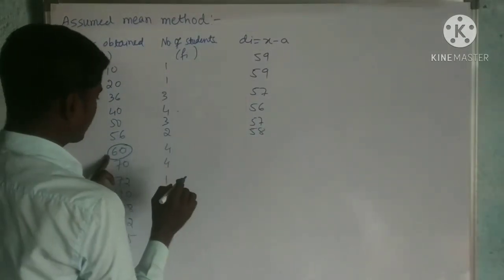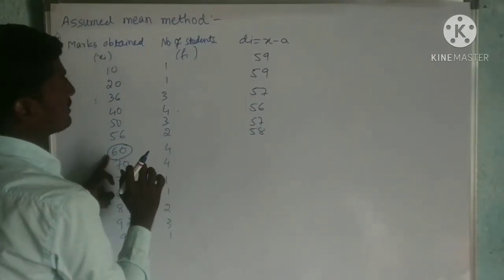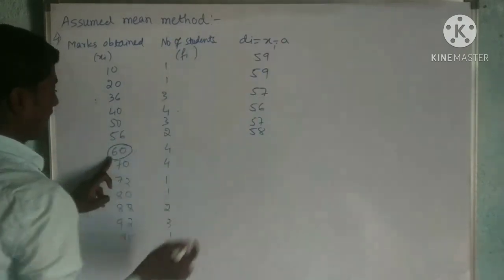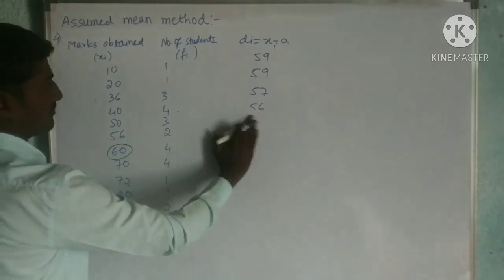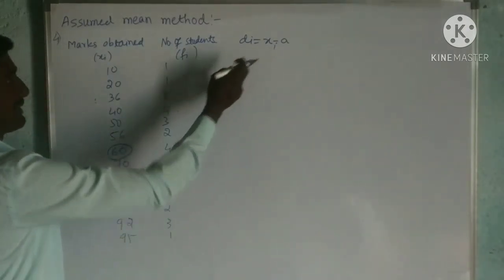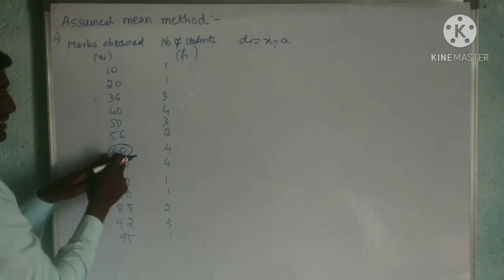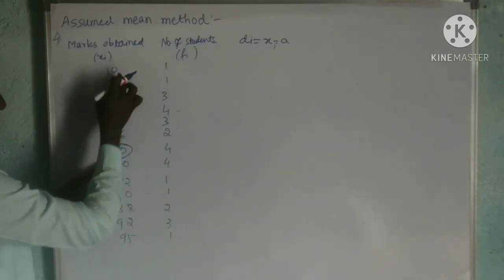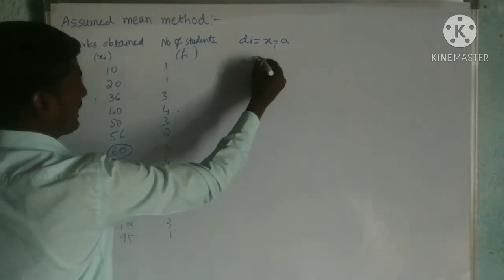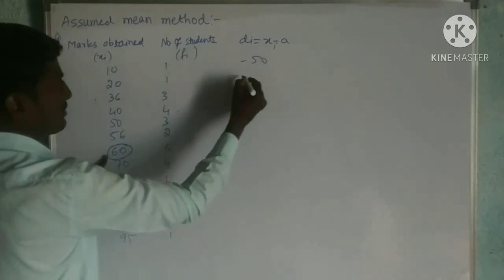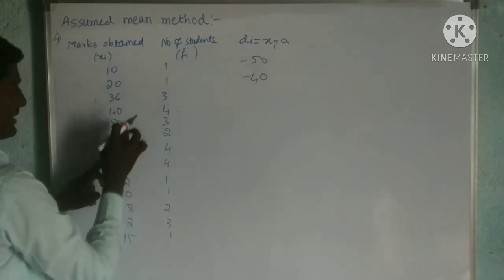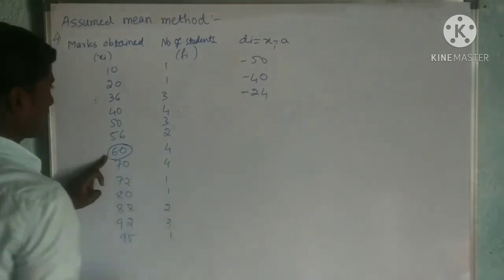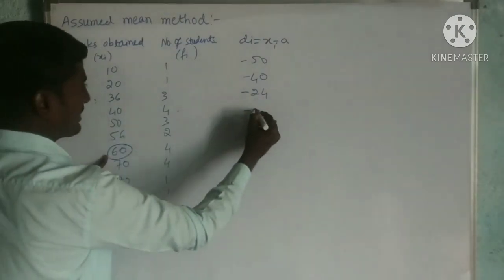Xi minus a. Am I right? No, I made a mistake. That is not xi minus fi, that is xi minus a. Here I have taken 60 as a, and xi will be here. 10 minus 60, that is minus 50. 20 minus 60, that is minus 40. 36 minus 60, that is minus 24. 40 minus 60, minus 20, like this.